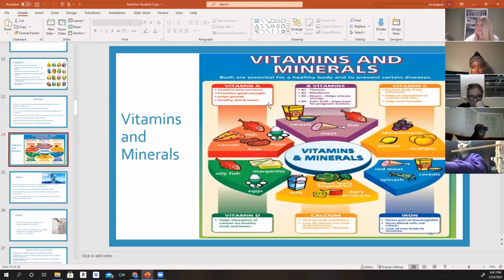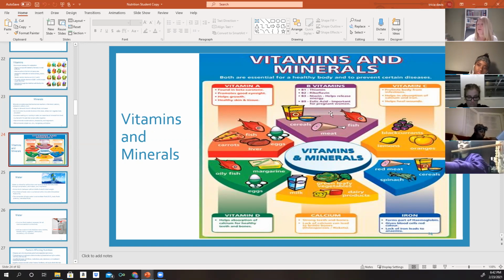So there's all your vitamins. You can find this chart in your book. Just tells you where you can get these certain vitamins. So vitamin D, you can have some fish. It's found in margarine and eggs. Calcium, you're going to find that in dairy, produce, and then milk. And then your B vitamins, so certain meats, cereals, and fish. Vitamin C, your oranges, your lemons. Vitamin A, also in eggs, liver, carrots, and fish. And then your iron, so those red meats, your spinach, and certain cereals.